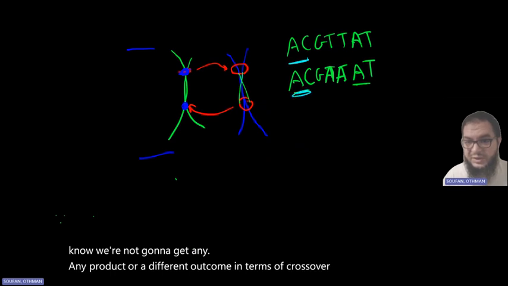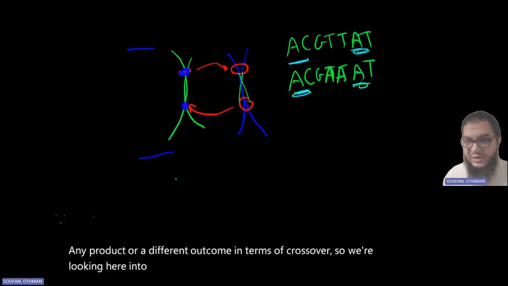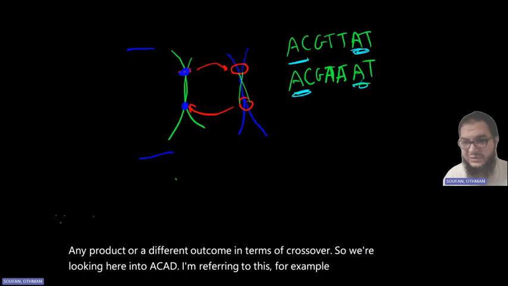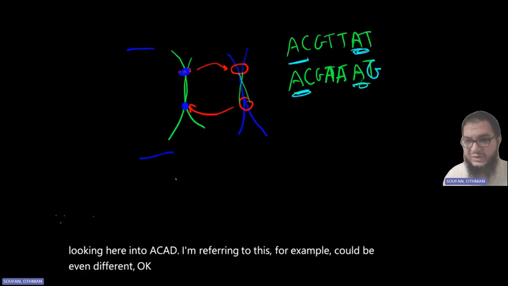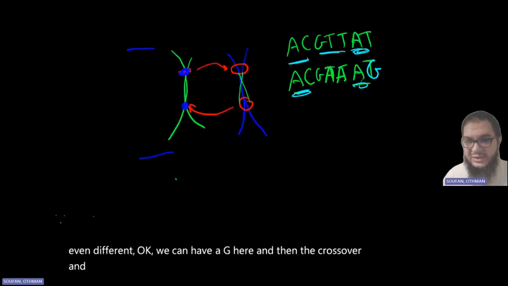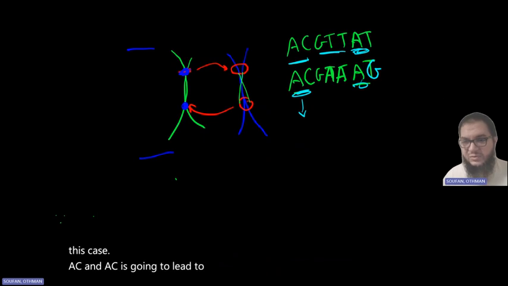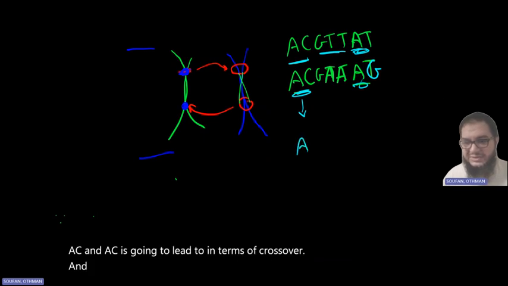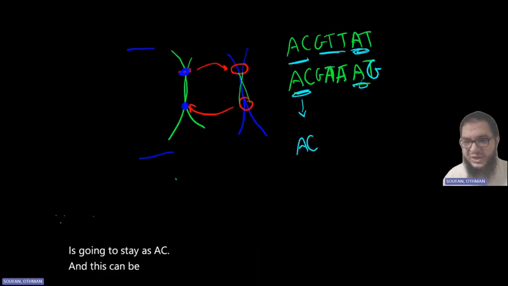So we're looking here into ACAD. I'm referring to this, for example. It could be even different, okay? We can have AG here. And then the crossover, in this case, AC and AC is going to lead to, in terms of crossover, is going to stay as AC. And this can be changed and resulted in two outputs, okay?